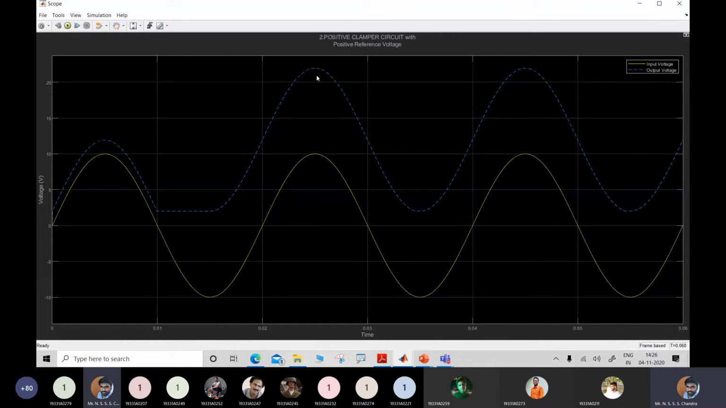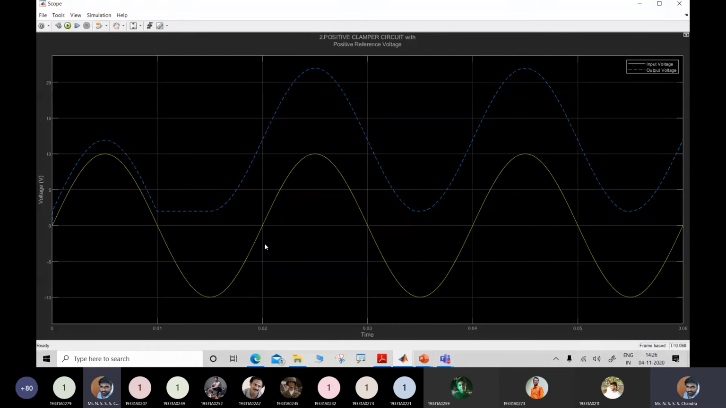So can you see this? When the input is at 10 volts, what is the output you are observing over here? Please respond. It is 22. So your net rise in voltage is 10 plus 2, 12 volts. At every instant you are adding 12 volts.